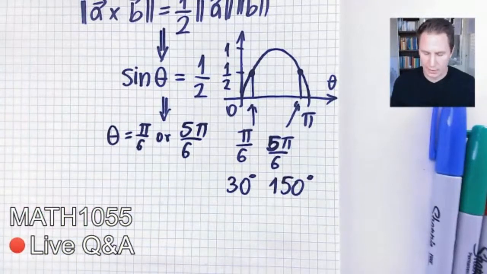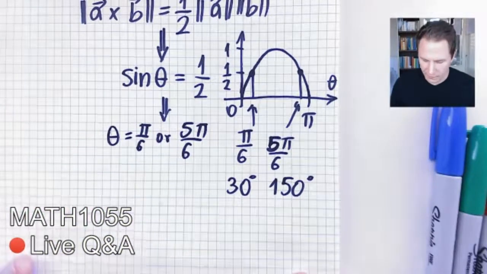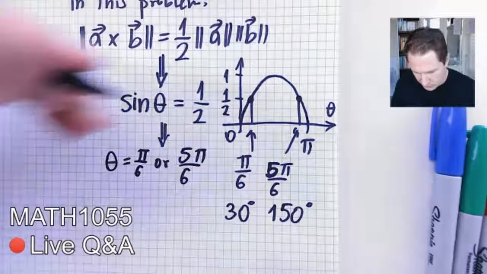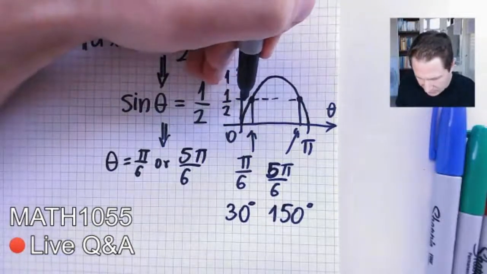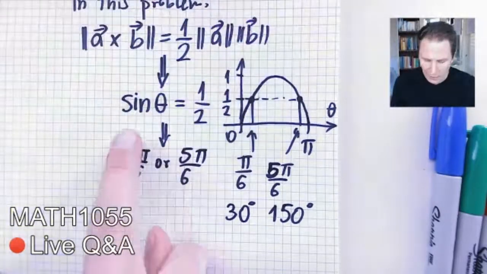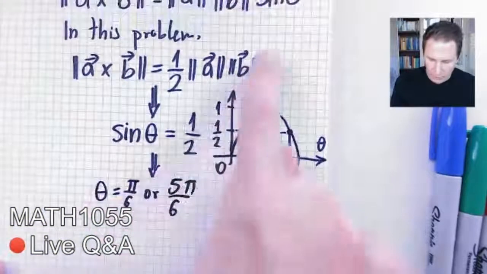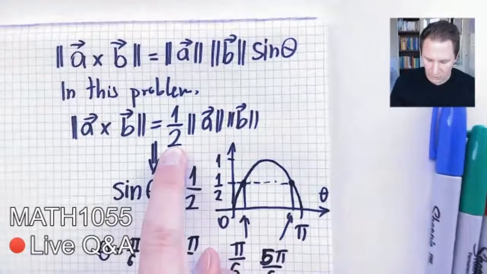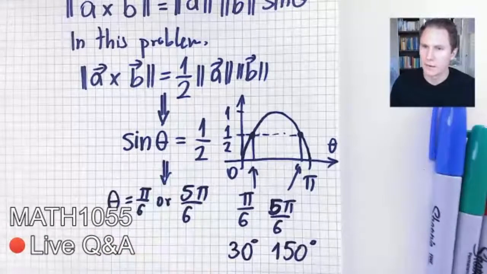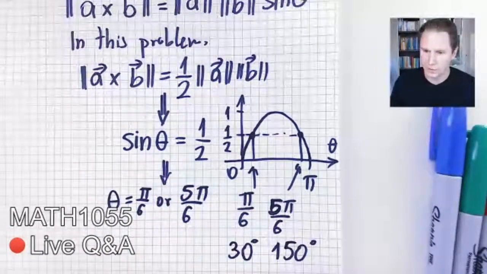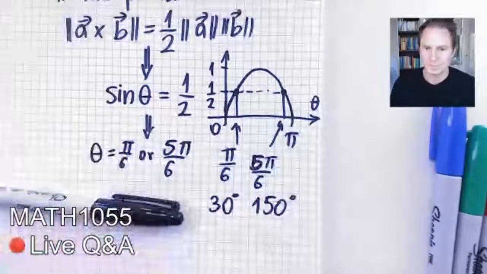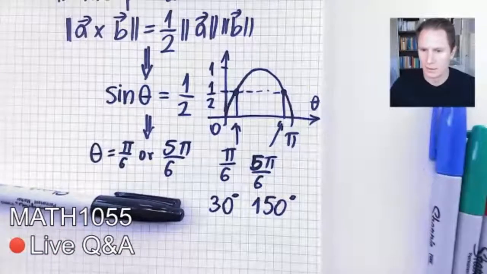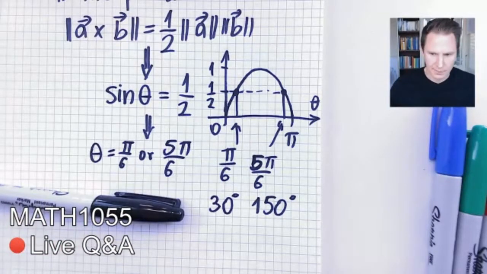Okay, I hope that was convincing enough and clear. So again, the point was that we had to see where sine of theta is equal to 1/2, and that's happening at two different places. Okay, let's move on to the next question.